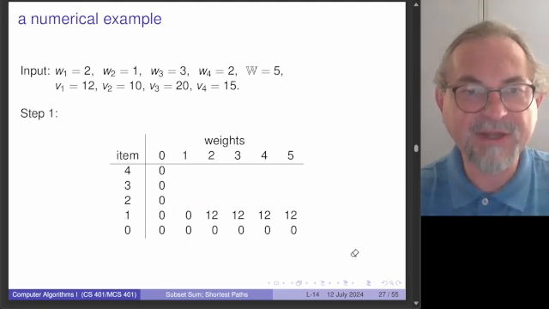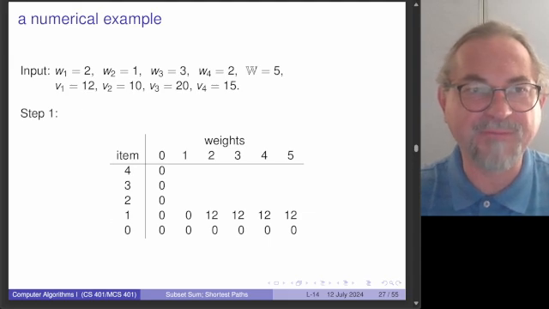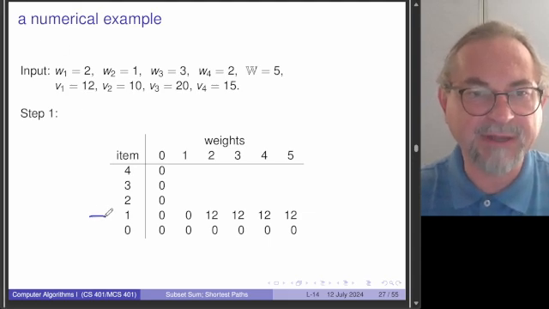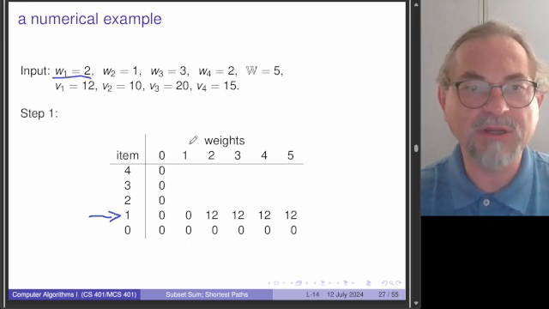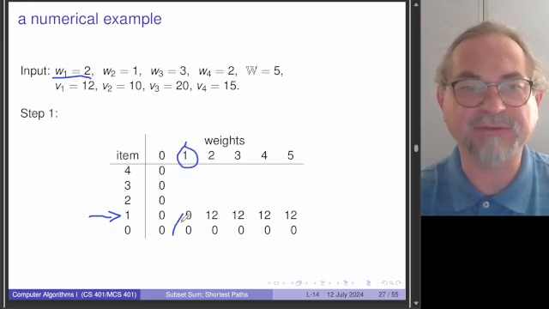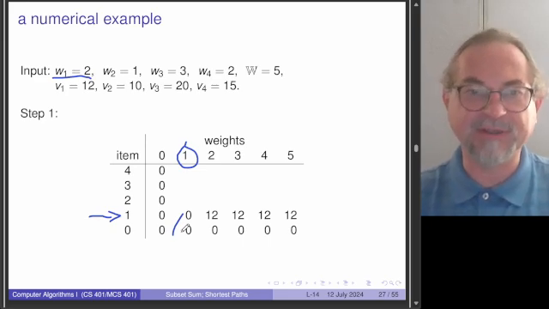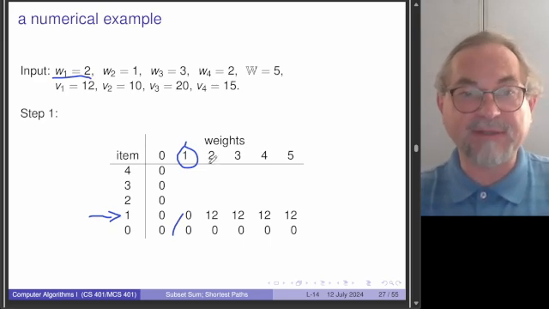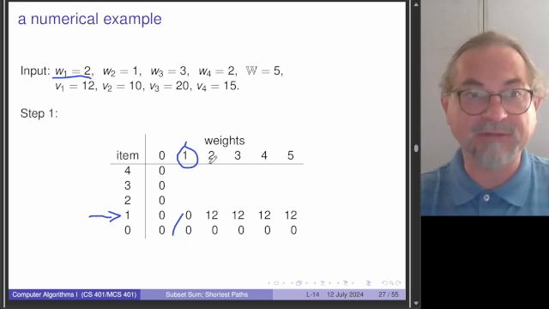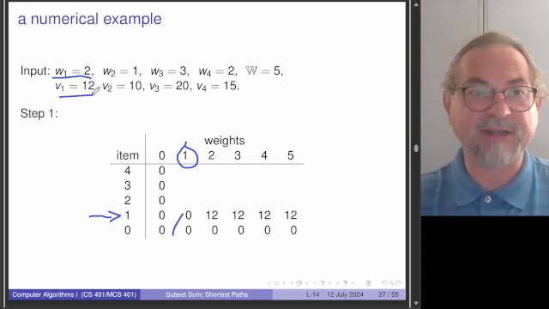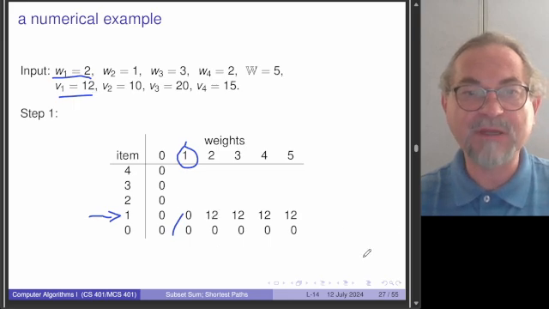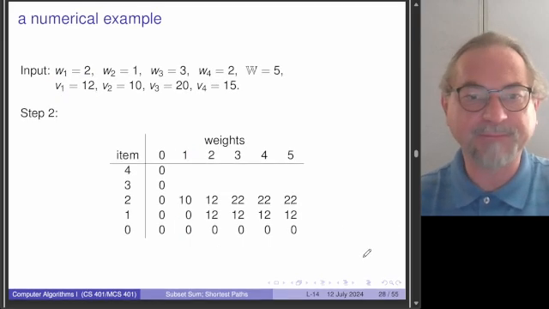So here it is. If we consider the first item, then the first item has weight 2. So if your bound is 1, then obviously you cannot schedule it. So that's the reasoning here. If your weight is 2 as the bound, then indeed you can schedule and you have value 12. So this is why we have 12 there.